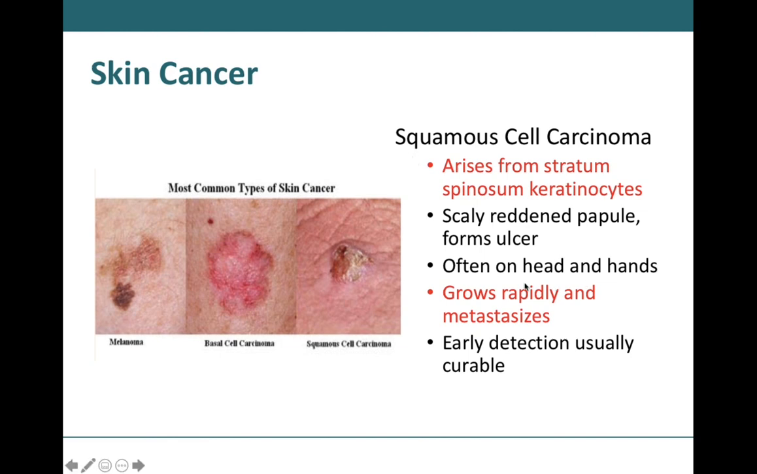Now these will rapidly grow and metastasize. So these are going to be a lot more dangerous than basal cell carcinoma. So it's very, very important that we catch this early in our patients. With early detection, we can typically cure squamous cell carcinoma. However, as time progresses, metastasis becomes more likely.